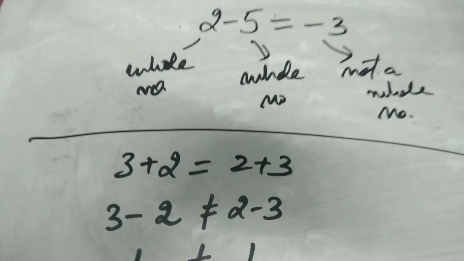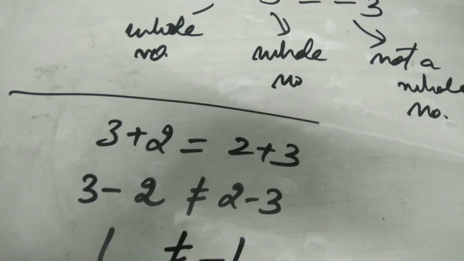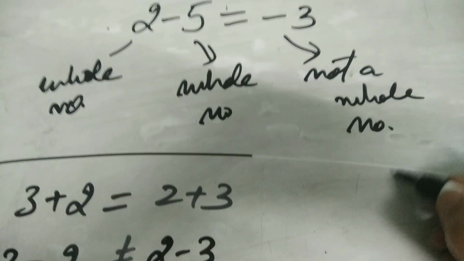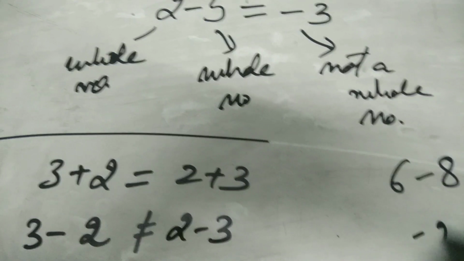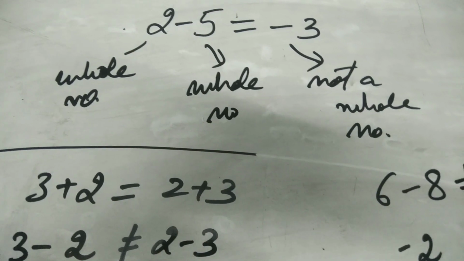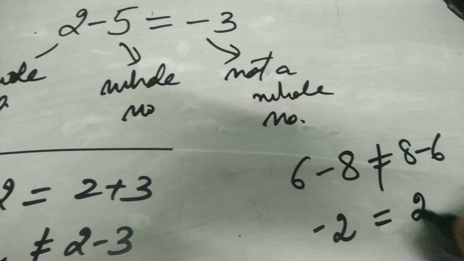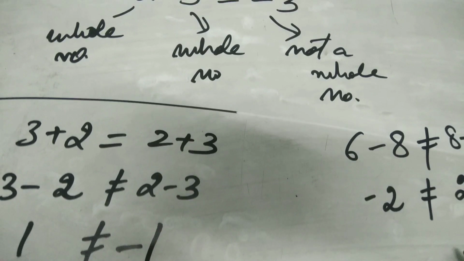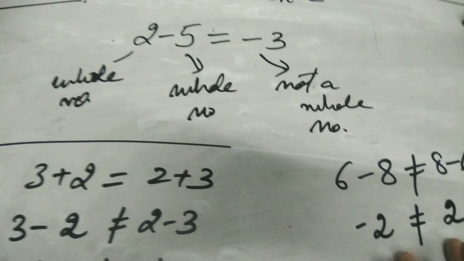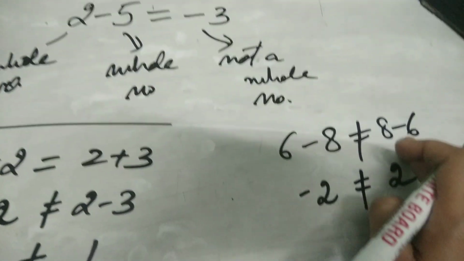Similarly, let's check for the subtraction of whole numbers. It says it's neither commutative nor associative. For example, for the commutative, we have 6 minus 8, for example. 6 minus 8, we get minus 2. But it is not equal. If I change the order, 8 minus 6, we get 2 here, and these 2 are not equal. So we can say here it's not commutative. This we have discussed about the commutative law. So in subtraction it is not commutative.